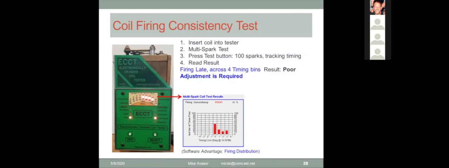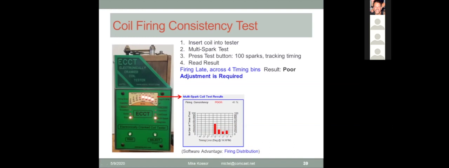So, the coil firing consistency test. We drop the coil in the tester, select the multi-spark test down here, press the test button. What the tester does is it's going to fire 100 sparks, and it keeps track of every single one of those sparks when it fired. And then it just gives you a display. Now the rule for lighting a light is 5 firings in any of these timing locations will light a light. Okay, so you see that it's distributed over 4 different times.